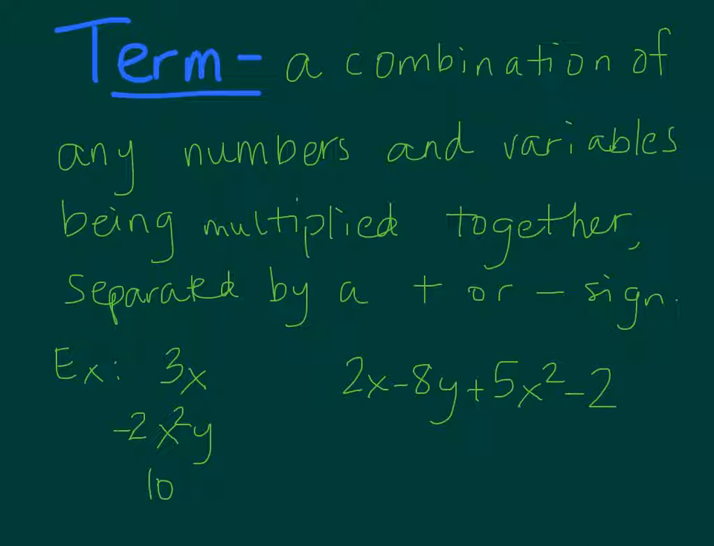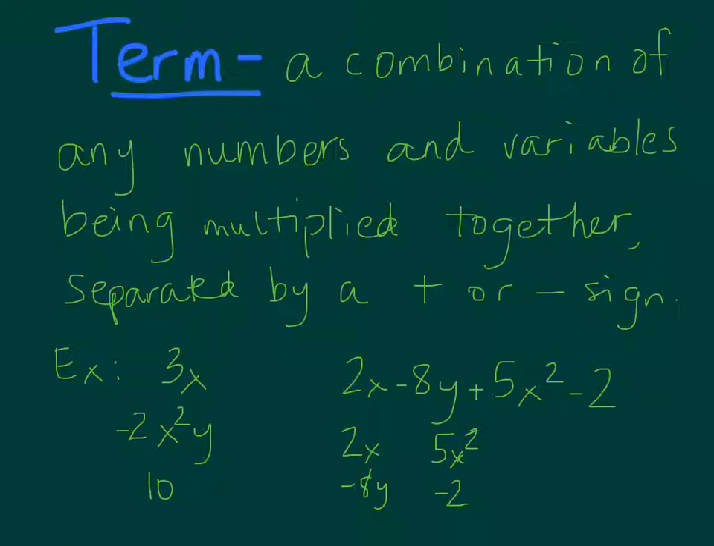There are 4 terms here, and each term is separated by a plus or a minus sign. So my first term is 2x. My second term is negative 8y. My third term is 5x squared. And my fourth term is negative 2. You notice that the plus and minus signs stay with the following term. So we refer to those terms as positive or negative depending on if they have a plus or a minus before them.